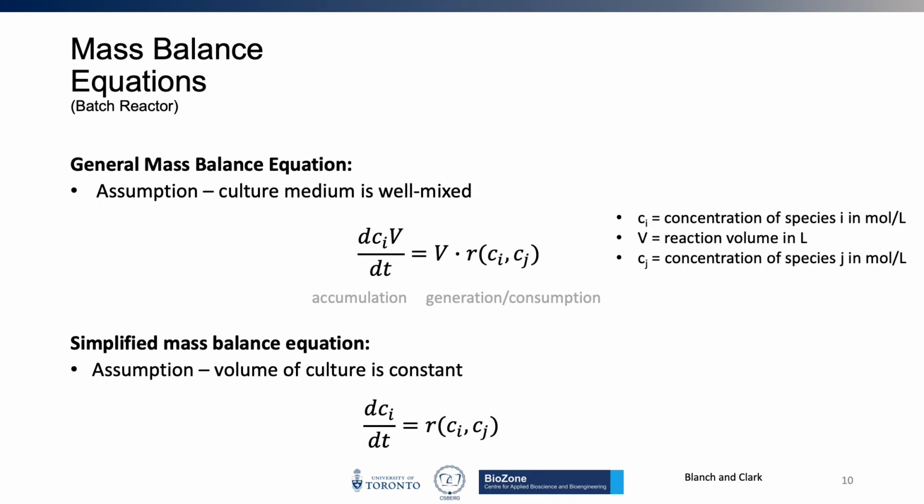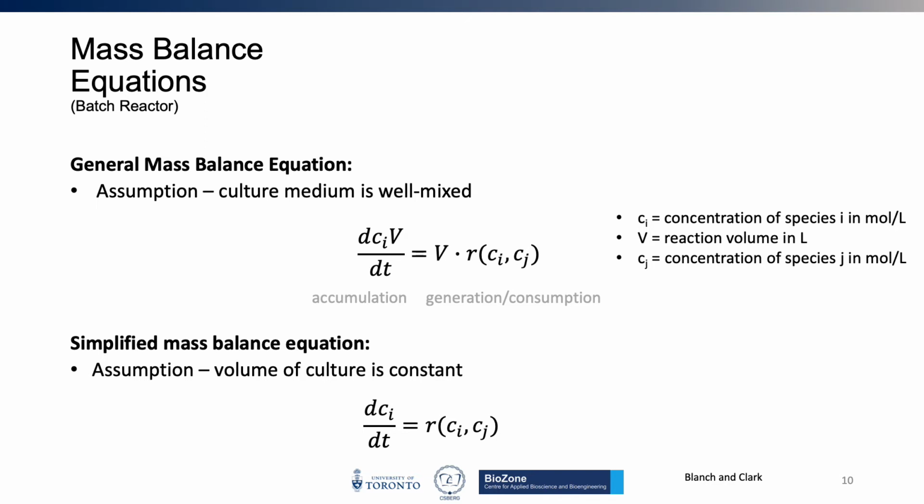Now let's take a look at the general mass balance equation for a batch reactor. This assumes that the culture medium is well mixed so that mass transfer effects have negligible limitations. This is a mass balance equation for the chemical I, with the mass being represented in terms of concentration. The term that represents the concentration of I is C sub I, and the units are in moles per liter. Other important terms are capital V, the reaction volume in liters, and C sub J, which is the concentration of species J in moles per liter.